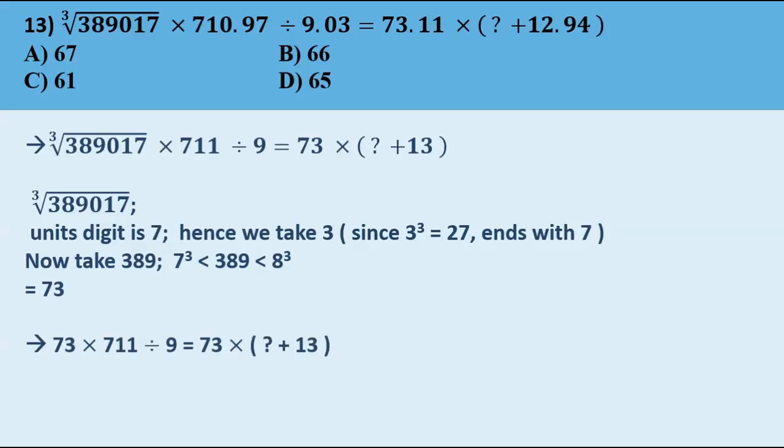So the new equation becomes 73 into 711 divided by 9 is equal to 73 into question mark plus 13. So we can see that 73 appears on both the sides. So we cancel 73 from both the sides of the equation. And the next step is to divide the number 711 by 9. Doing so, we get 79 as our answer. So our new equation reduces to 79 is equal to question mark plus 13. And finally evaluating, we see that question mark would be equal to 79 minus 13, which is 66.